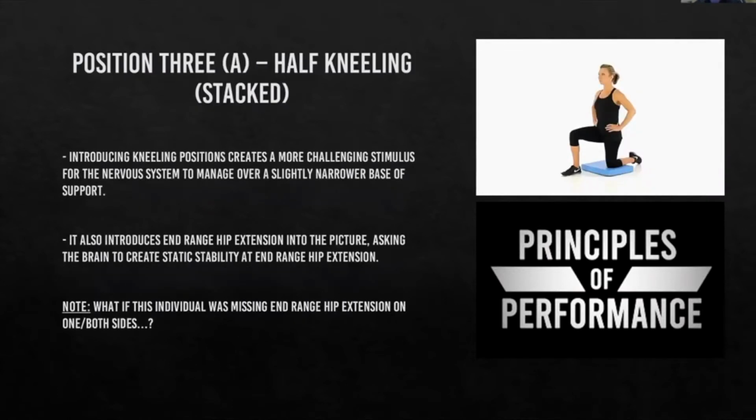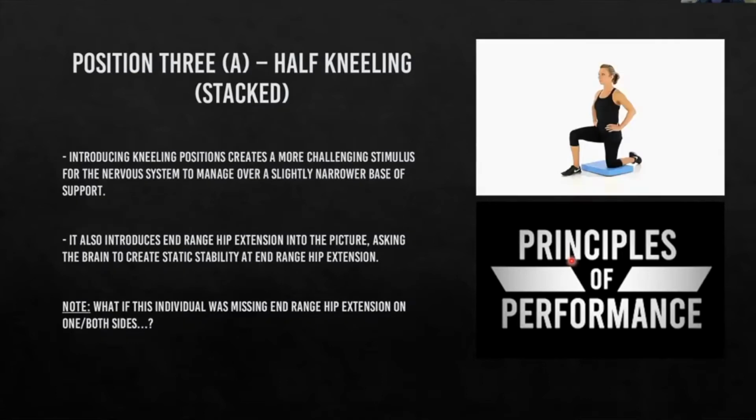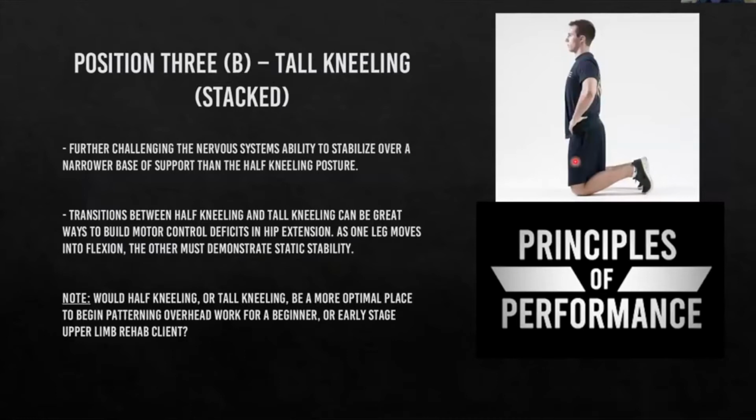Position 3A is our half kneeling or our stacked position. Stacked because this is the first time we introduce compressive or axial load through the spine. So we are stacking the spine and the pillar over the hips, and we are trying to balance the center of mass across 2 hips, one on the floor and the other posted out in front. And then position 3B is our tall kneeling. So we are still stacked, but in this position, we have a much narrower base of support than we do here. Here is a little bit broader than here. We're still introducing the same spinal or compressional axial loading through the spine and the pelvis.